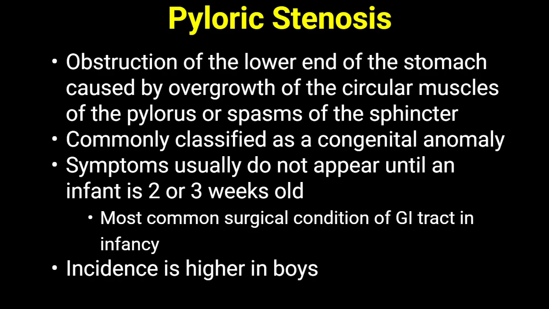On physical examination, the healthcare provider may palpate a small, firm, olive-shaped mass in the right upper abdomen, which is a classic finding. Treatment is surgical pyloromyotomy, but surgery is not an emergency. The priority before surgery is correcting dehydration and electrolyte imbalances with intravenous fluids. After surgery, feedings are restarted gradually, and most infants recover quickly with an excellent prognosis. For NCLEX, remember these key points: 2 to 8-week-old infant, projectile non-bilious vomiting, hungry after vomiting, olive-shaped mass, dehydration, and pyloromyotomy after fluid and electrolyte correction.